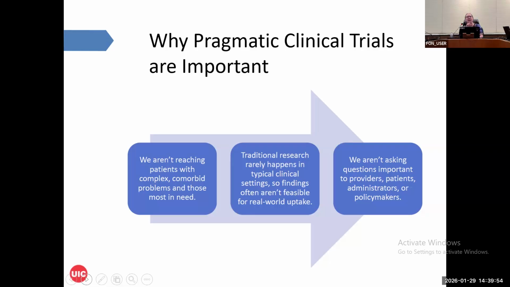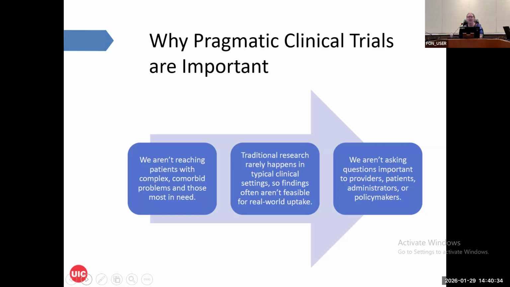And why this, I think, is particularly important for nursing is that when you think about a randomized clinical trial, we aren't reaching patients with complex comorbid problems and those most in need. Okay? Because what we're saying is, okay, for those people with only cardiac disease at only this stage, and so on and so forth. But that isn't often the patient that we're seeing.